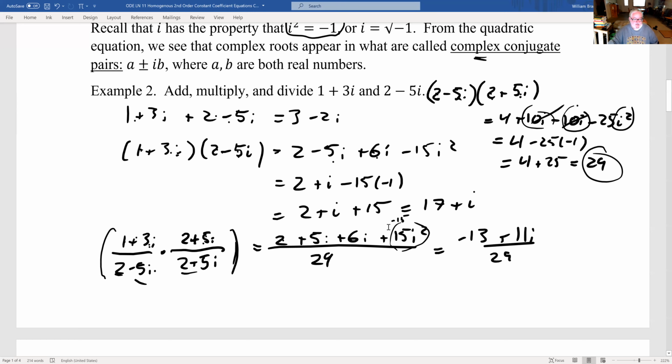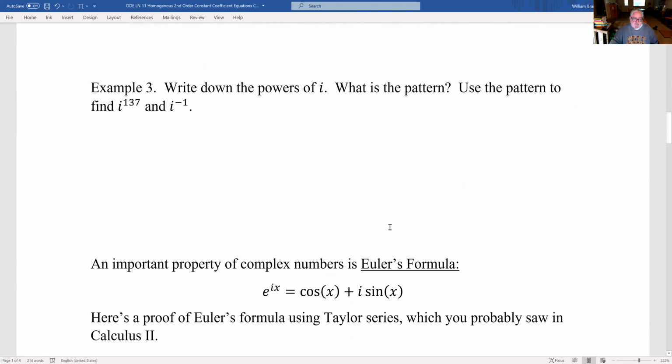What are the powers of i? What's the pattern? Well, we know i to the 0 is 1 because anything to the 0 is 1. i to the 1 is i because anything to the 1 is itself. i squared is minus 1 because we defined it that way. i cubed is i squared times i. So it's minus i. What's i to the fourth then?